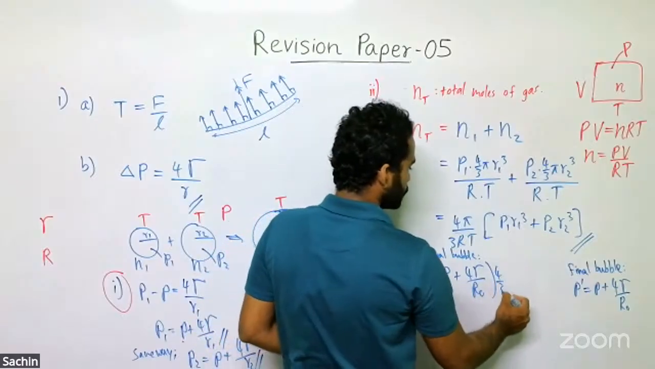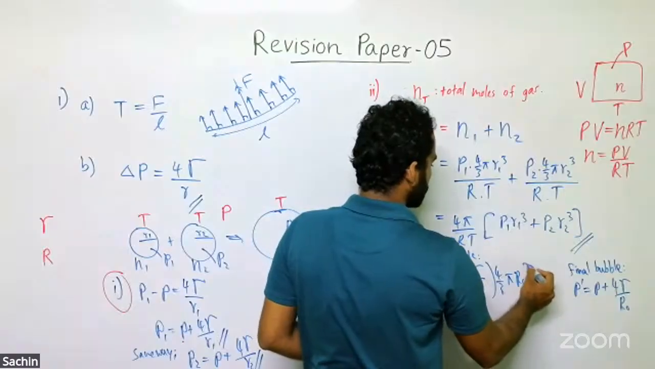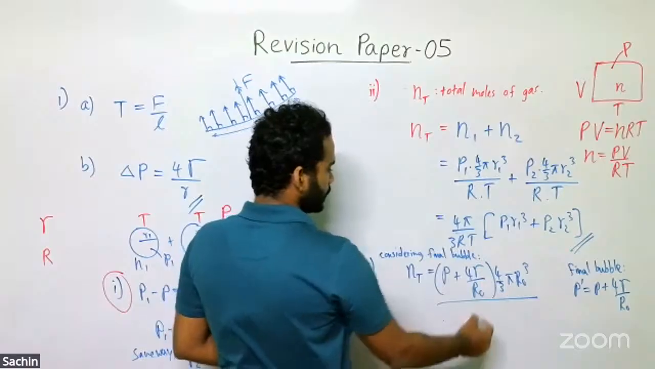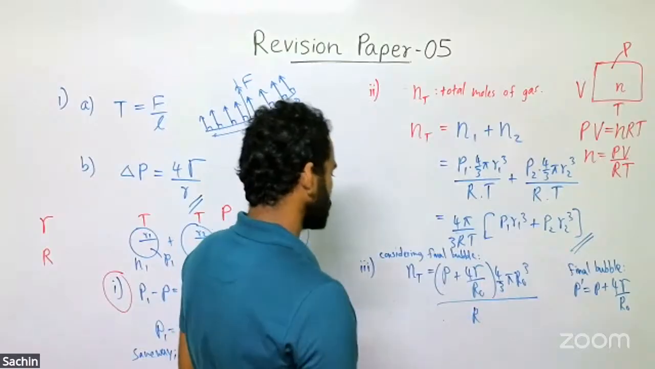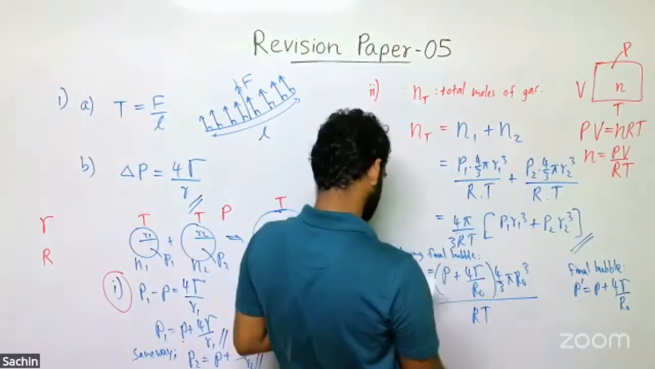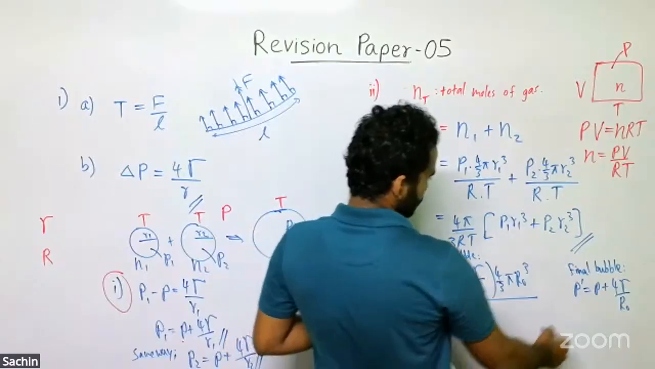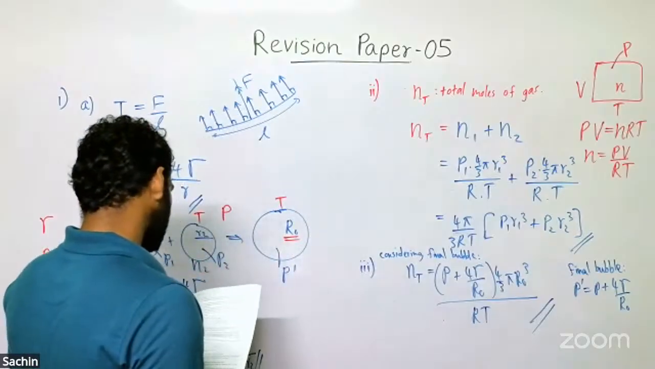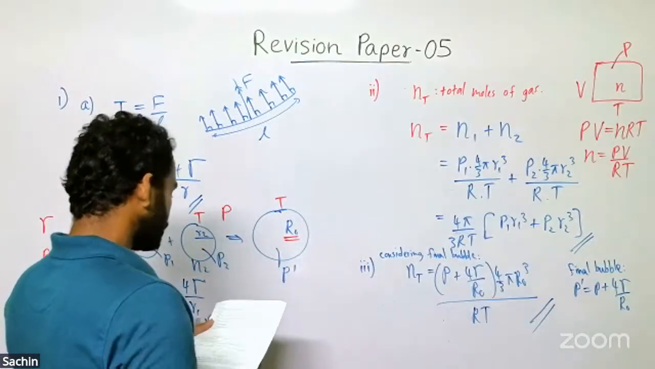Volume 4/3 pi R naught cube, that's a sphere again, divided by the gas constant times the temperature. I mean, this simplification is enough. Okay, now again, that is also proved. Then hence prove that.